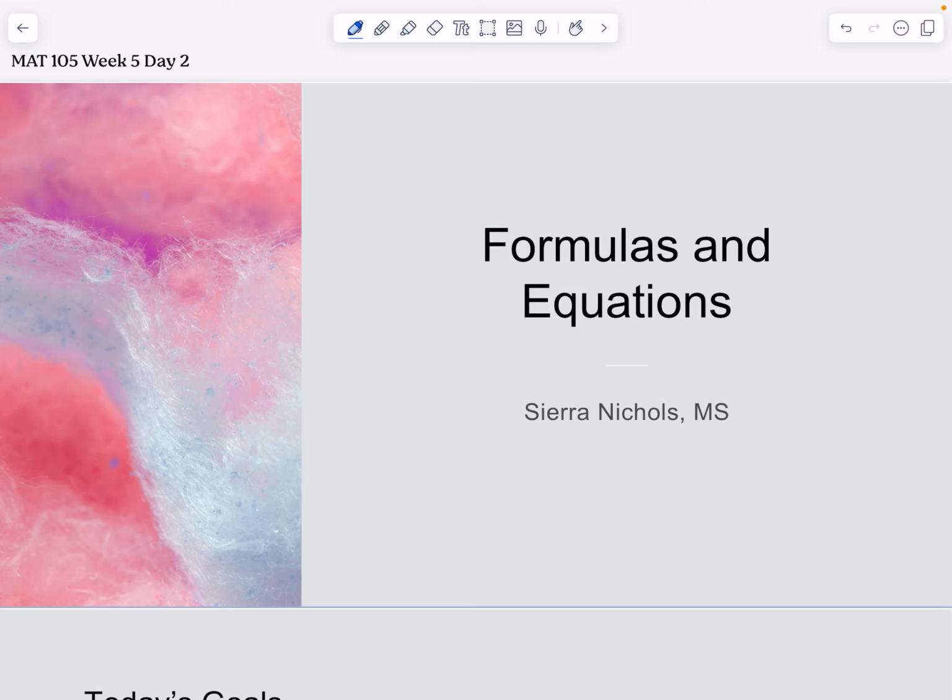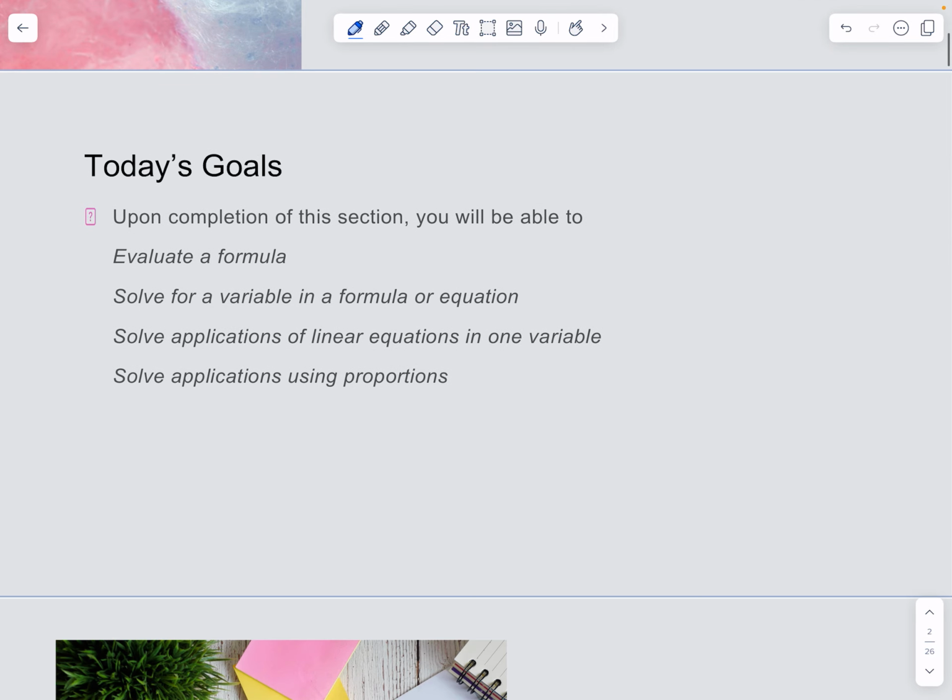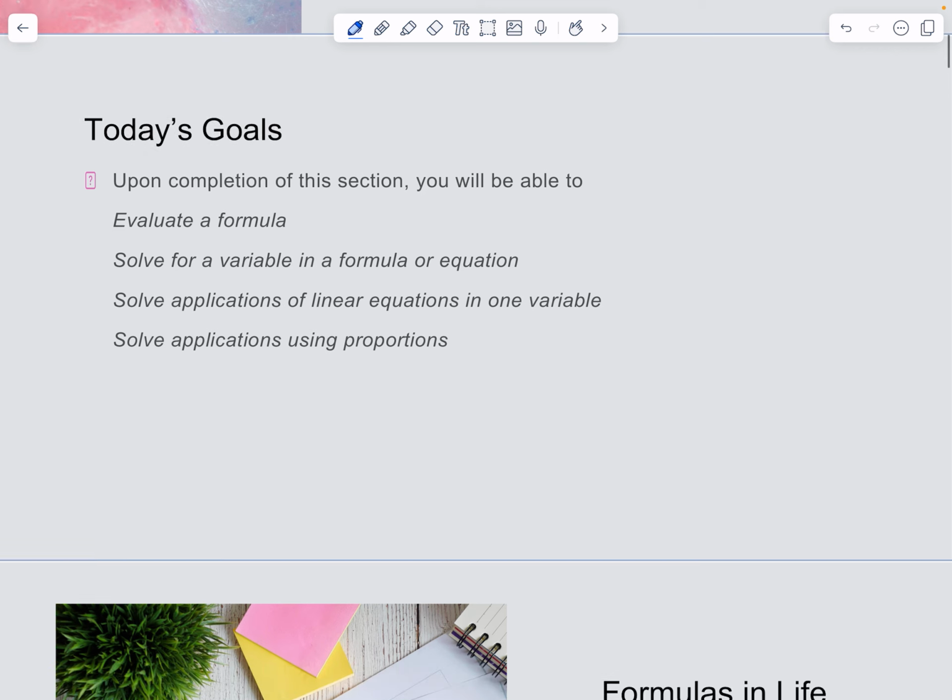Okay, here we go. We're going to look at formulas and equations. Our goals are to evaluate a formula, solve for a variable in a formula or equation, solve applications of linear equations in one variable, and then solve applications using proportions.